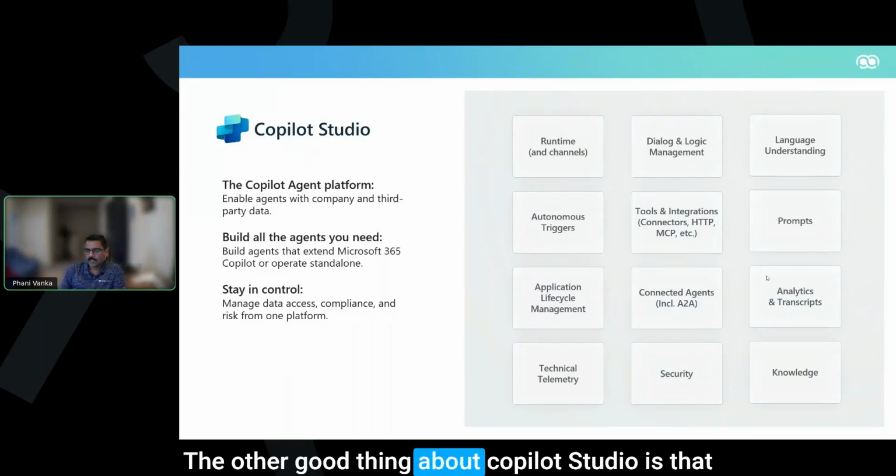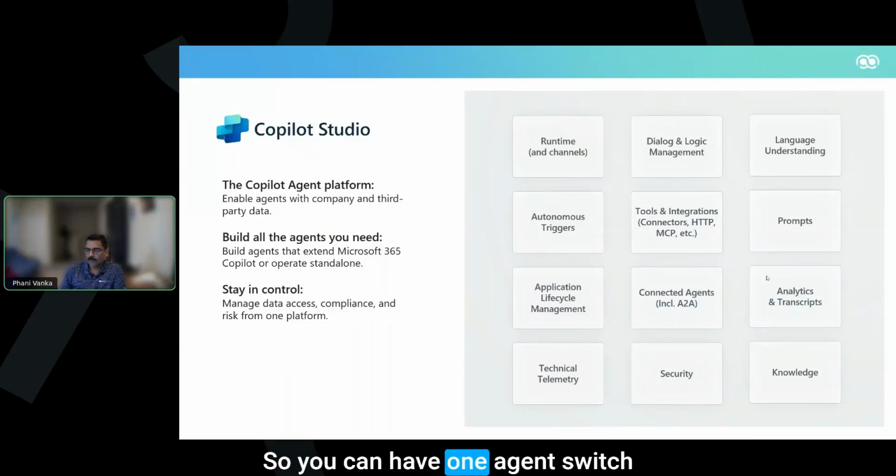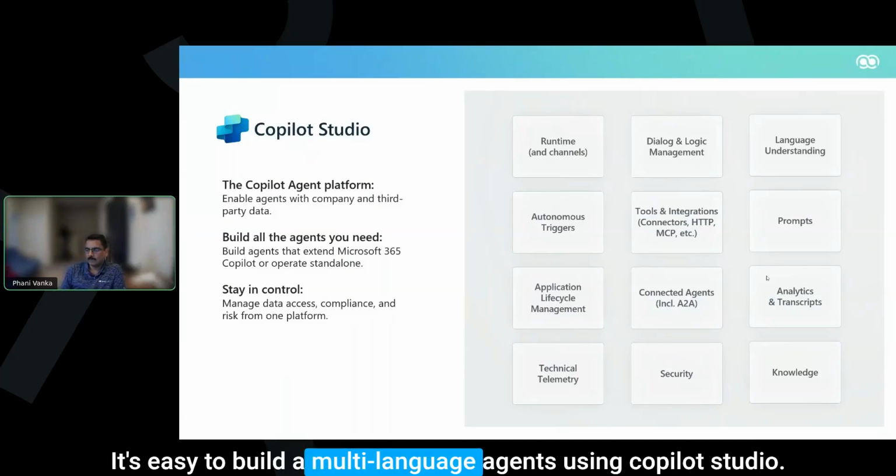The other good thing about Copilot Studio is that it understands different languages automatically. So you can have one agent switch between English and Spanish, for example, very easily. It's easy to build multi-language agents using Copilot Studio.